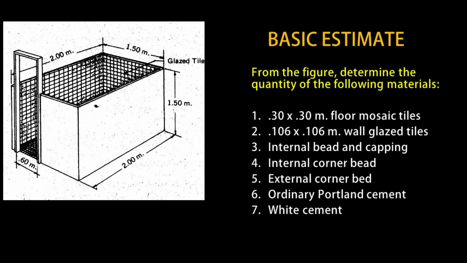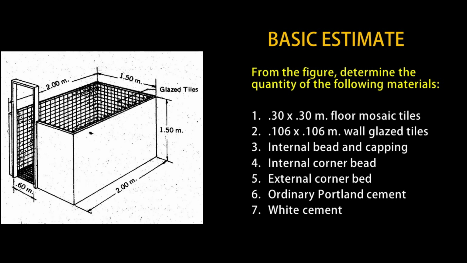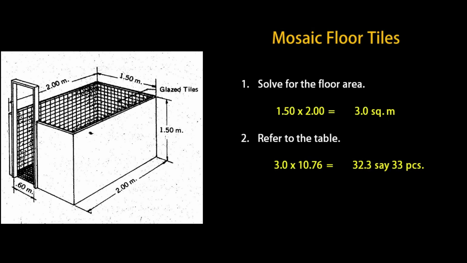And now, for the basic estimate, we will be using the figure as an example. From the same figure, we must determine the quantity of the following materials: 0.30 by 0.30 meter floor mosaic tiles, 0.106 by 0.106 meter wall glazed tiles, internal bead and capping, internal corner bead, external corner bead, ordinary Portland cement, and white cement.